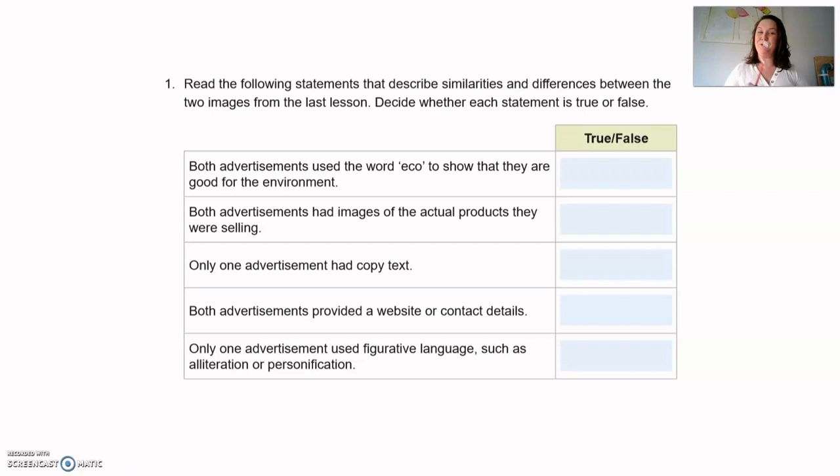Only one advertisement has copy text. True. You should know that. You should remember that from yesterday. Both advertisements provide a website or contact details. True. Both advertisements provide a website. I've already done that one.